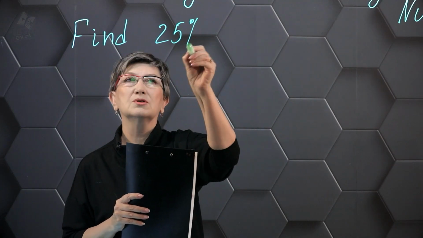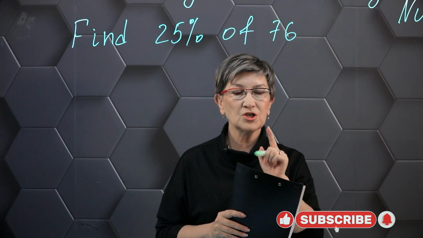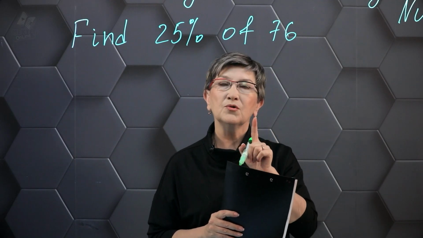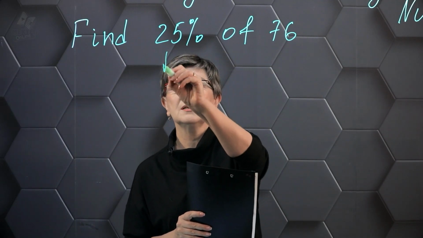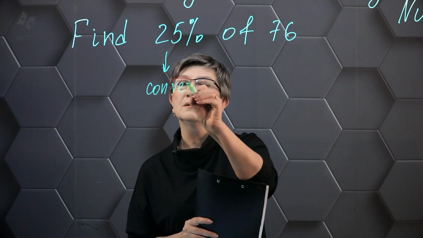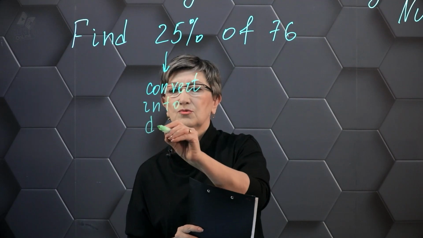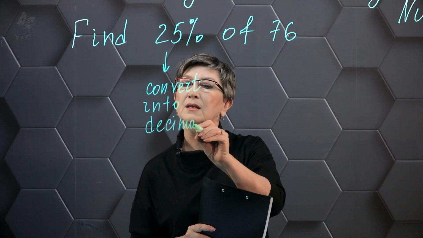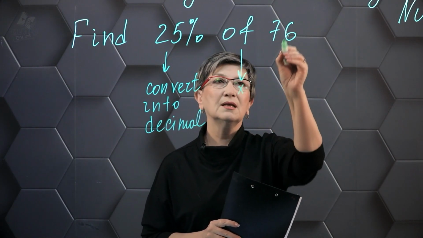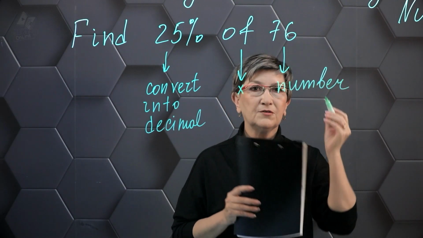So in order to find, let's say, 25% of a number 76, what do we need to pay attention to? When you see an assignment like this, you can memorize the following: the number 25%, you convert it into decimals, and then you multiply it by our number, and you get your answer.